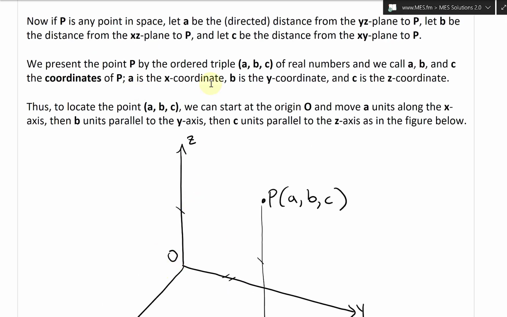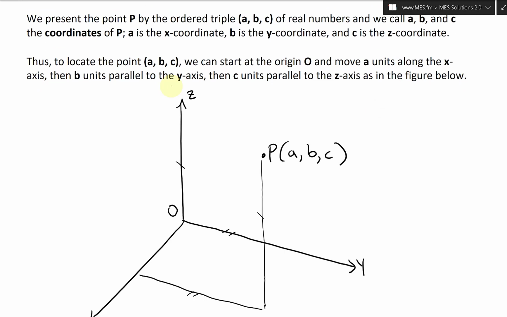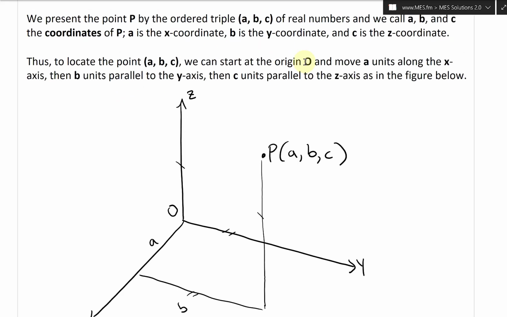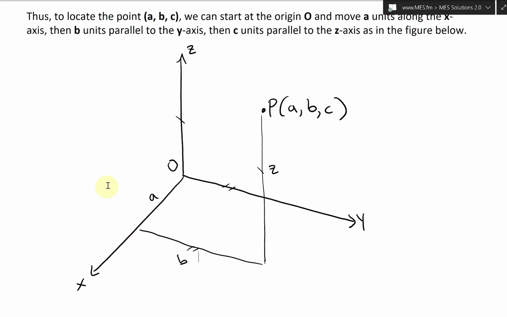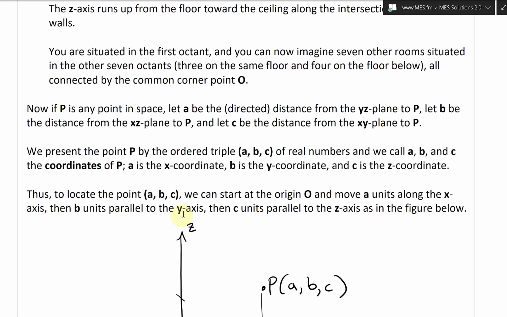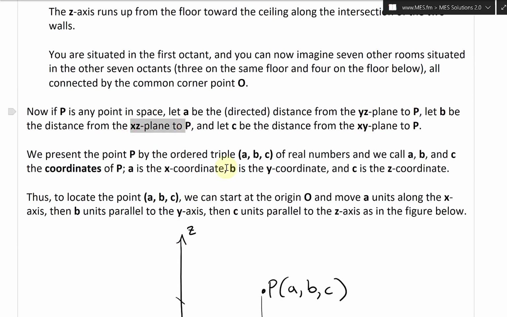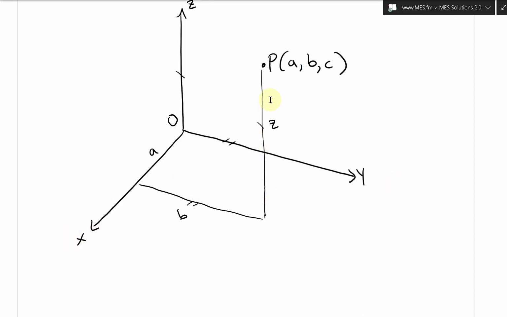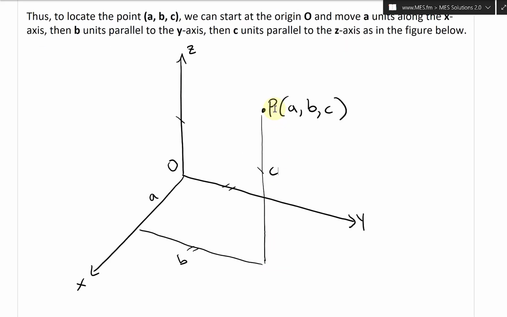So this distance from the ZY plane is the x-coordinate. In other words, we can start from the origin 0 and move A units along the x-axis. So there's the A units, and then B units parallel to the y-axis, that's B, and then C units parallel to the z-axis, like this. So this distance B is the distance from the XZ plane. And then C is the distance from the XY plane to P. So this is the XY plane, and this is C, not Z, and then C distance all the way up to there.